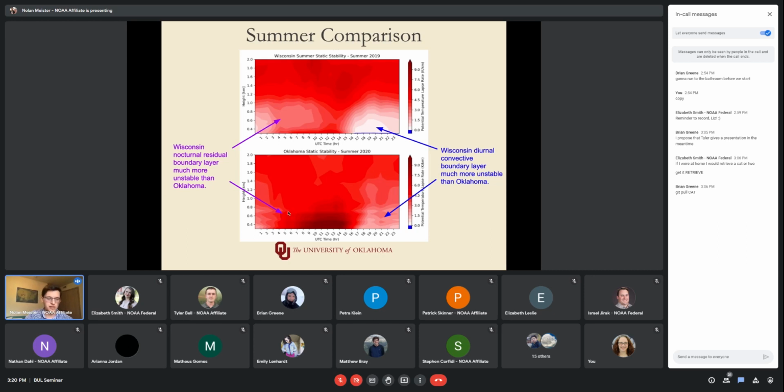And then there's almost no evidence of a residual layer in Oklahoma in the summer, while we have this really well-defined, statically less stable residual layer in Wisconsin in the summer. That's interesting because I assumed that Oklahoma would be more unstable because it's further south and we have a semi-arid climate regime here, but that's not what ended up happening.